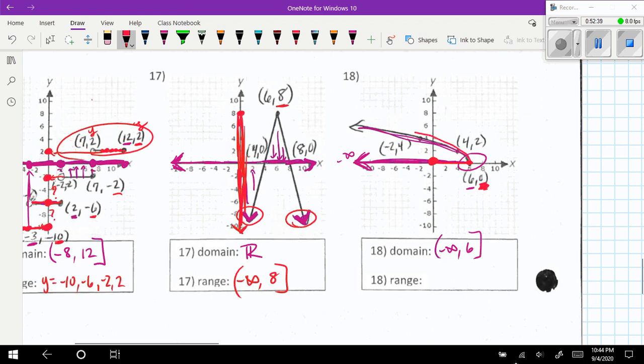Okay, as I move up, doesn't this arrow tell me to go left forever, which I already know from there, but doesn't it also say go up forever? I know I'm going left a lot faster, but it does continue to rise to infinity. So my range is going to start at 0 and go to infinity. Include the 0, not the infinity. Or if you wanted, you could just say y is greater than or equal to 0. The previous one, number 17, we could have said the range is y is less than or equal to 8.